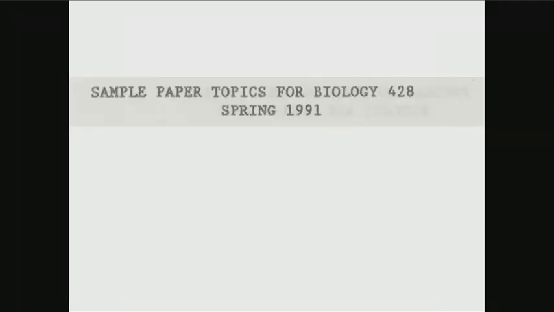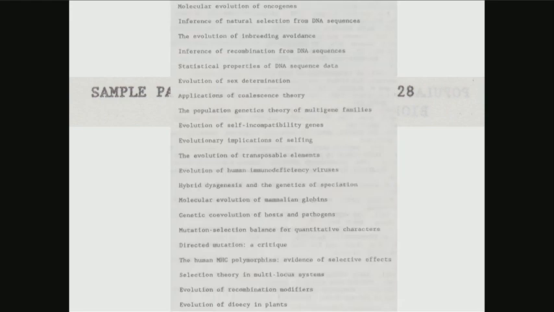And one thing I thought, so I pulled my notes out of a box to prepare for this, and one thing I thought that I would share with you are the sample paper topics that Andy suggested. And this is 1991, so this is 26 years ago, and I just think that they're incredibly pertinent even today. So here's a list of the topics that he suggested. So we've got inference of natural selection from DNA sequences. So we've got a bunch of that in the meeting this year.